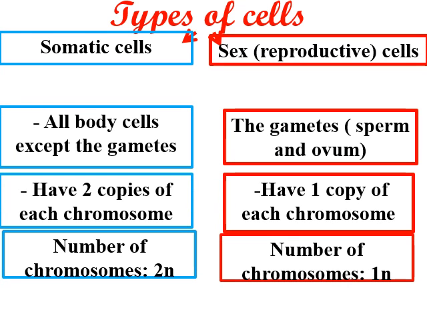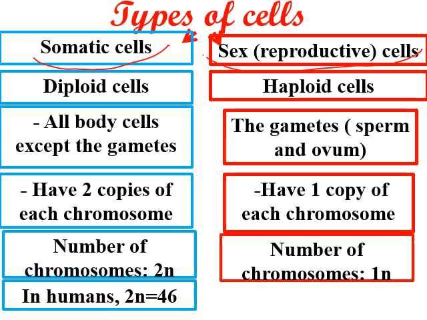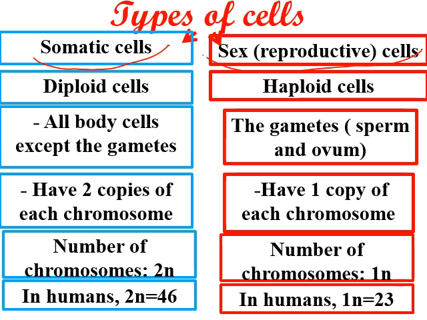So, types of cells. Moving to the types of cells, we have two types of cells. Either they are somatic cells or they are sex cells, or reproductive cells. Somatic cells are diploid, while the sex cells or reproductive cells are haploid. All body cells except the gametes are somatic, while the gametes, which are the sperm and the ovum, are sex cells or reproductive cells. Somatic cells have two copies of each chromosome, while sex cells have one copy of each chromosome. The number of chromosomes is 2n in somatic cells, while in sex cells it is 1n. In humans, 2n is equal to 46, while in the sex cells 1n is equal to 23.